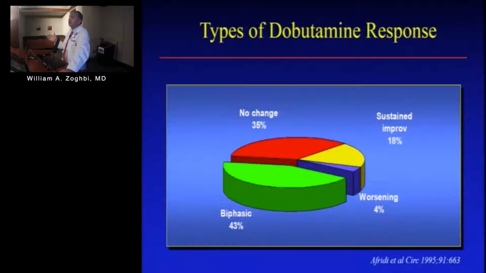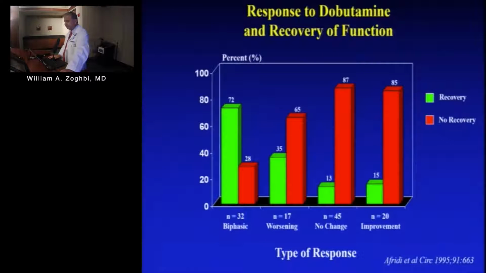You can have no change in this akinetic or hypokinetic segment. You can have what seems to be paradoxical. Say, why would you have just sustained improvement? You're not inducing ischemia whatsoever in a dysfunctional myocardium. It's almost like a cardiomyopathic situation, a previous infarction or tethering basically of the myocardium. And some that may have just straight worsening, no reserve whatsoever. Ischemia starts at a very low dose, and that, in our experience, has been the minority.